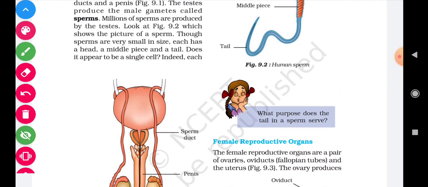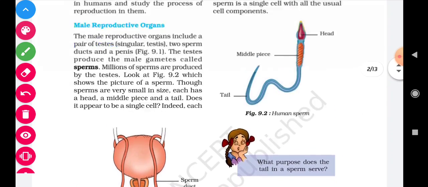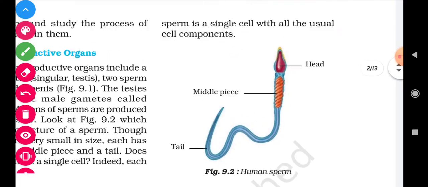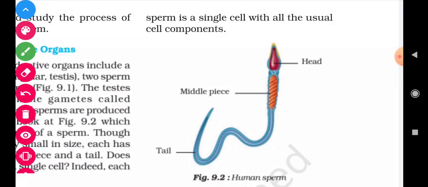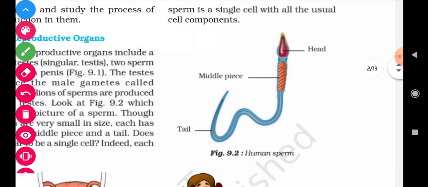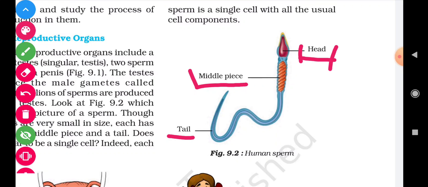Though sperms are very small in size, each has a head, a middle piece and a tail. Does it appear to be a single cell? Indeed. Each sperm is a single cell with all the usual cell components. Means students, the human sperm looks like this, which has 3 separate components. First is the head, second is the middle piece, third is the tail. So these are the 3 separate portions of the male sperm. This is a single cell which has 3 different kinds of parts.